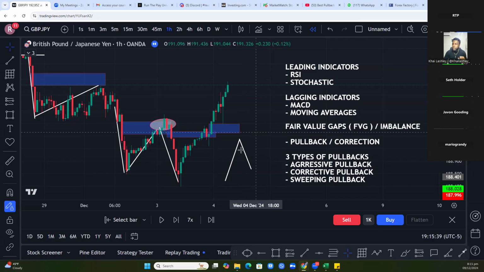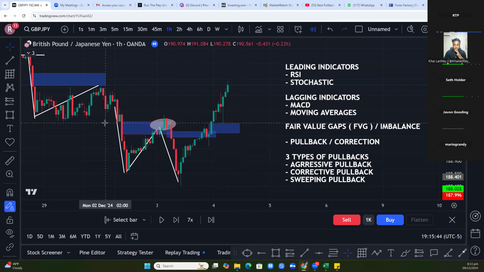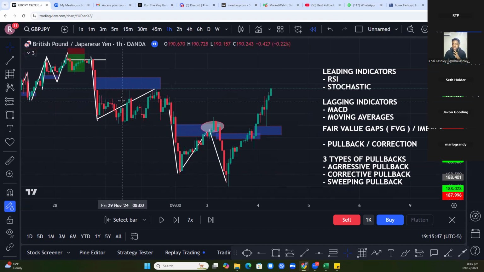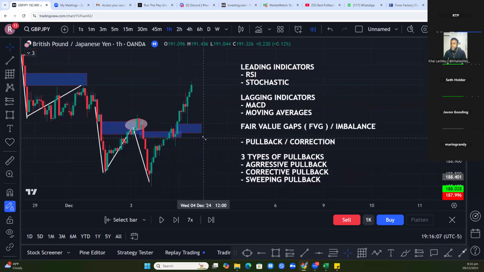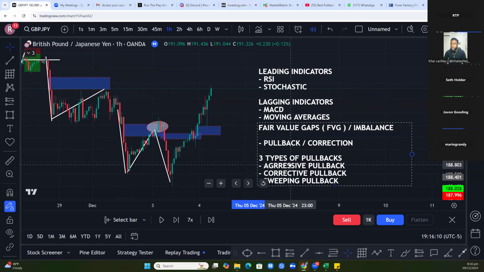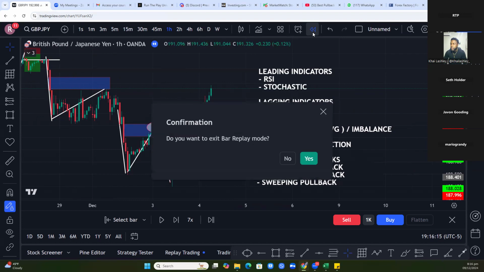Let's break it down. Most of what I would have shown you so far are corrective pullbacks. This is an aggressive pullback right here, for sure. We just got a big sell candle down. Bam, that's an aggressive pullback. These will be corrective and sweeping pullbacks. So let me break them down and explain, to make sure everybody is clear on the different types of pullbacks.